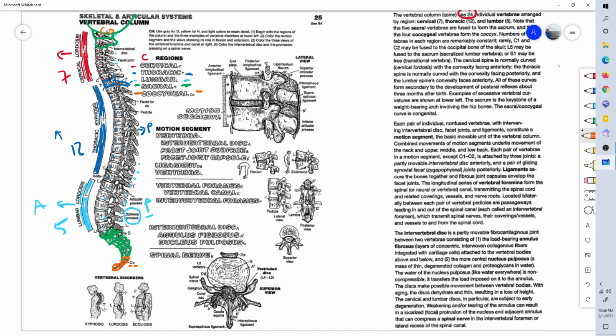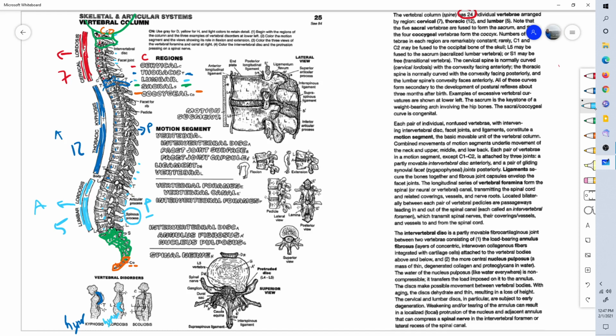Now, what happens when the thoracic curve gets to be too excessive? We call it a kyphosis. You've seen an old lady or an old man, for that matter, with a hump on their back. It's called a kyphosis, or you might call it a hyperkyphosis. You can also have a lordosis, an excessive curve in the lumbar spine. We call that a hyperlordosis.